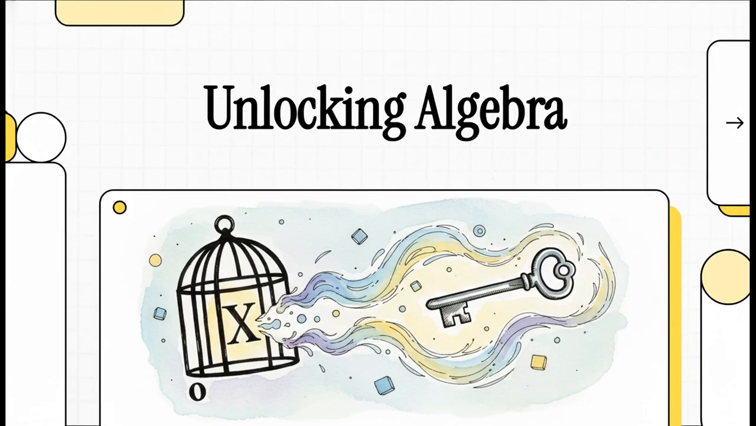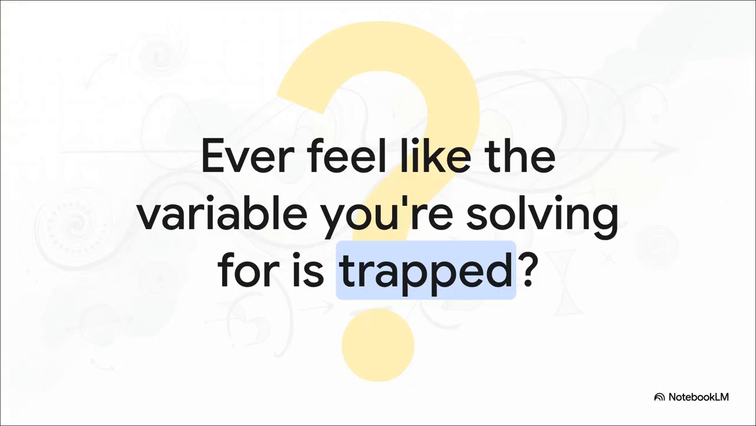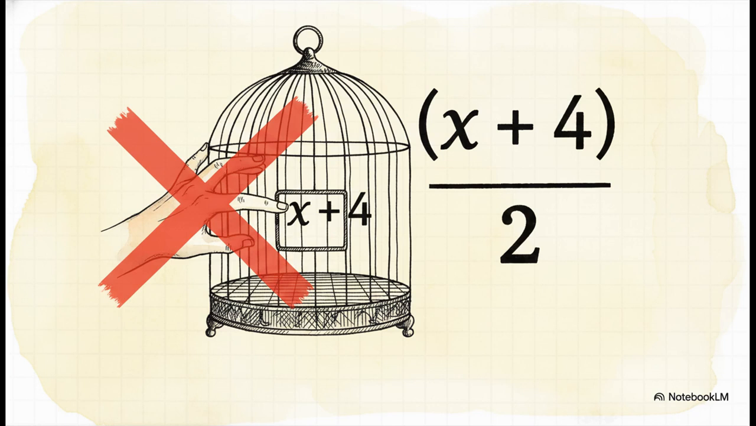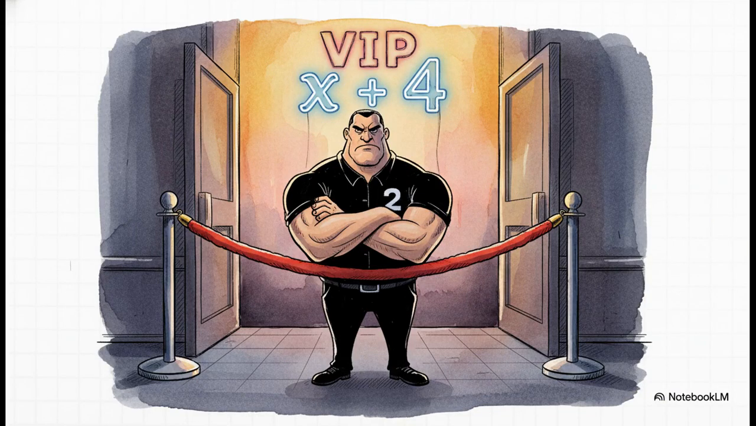Let's get into it. It's such a frustrating feeling, right? You can see the x sitting right there, but it feels like it's behind a locked door. You know the whole goal is to get it by itself, but your usual moves just aren't working here. Okay, take a look at this classic example. The x is part of that x plus 4 group, and that entire chunk is being divided by 2. You can't just subtract the 4 to get x alone, because it's completely locked in there by that fraction bar. So how do we solve this thing?